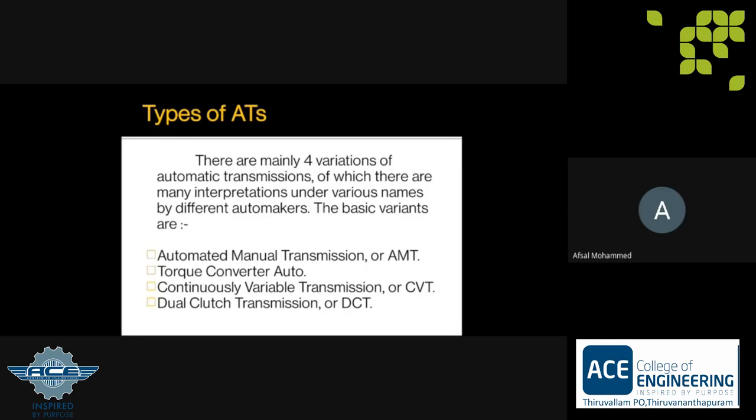For example, the DCT has been called DSG, or direct shift gearbox, by Volkswagen, and it has also been called PDK by Porsche. And the automated manual transmission has been named as AGS, or auto gear shift, by Maruti Suzuki, and so on and so forth. So we'll delve into the interesting part.